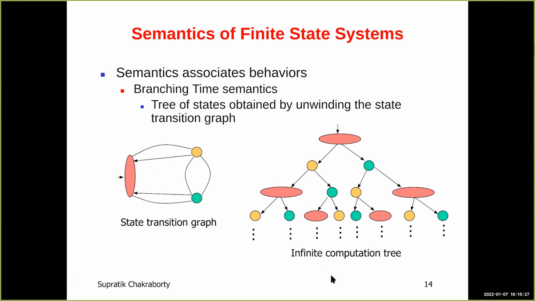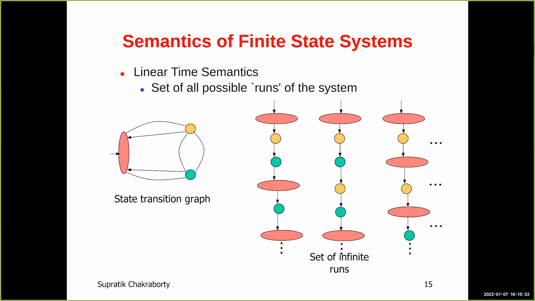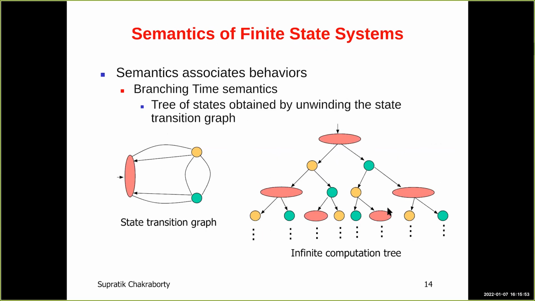Now, this infinite computation tree is one way of viewing the behavior of the system. Another way of viewing the behavior of the system is as the set of all possible runs of the system. This is what we looked at during synthesis, where this gives rise to a set of infinite runs. Both of these are perfectly legitimate ways of looking at what the behavior of the system is.